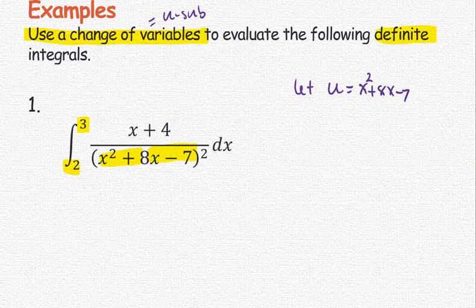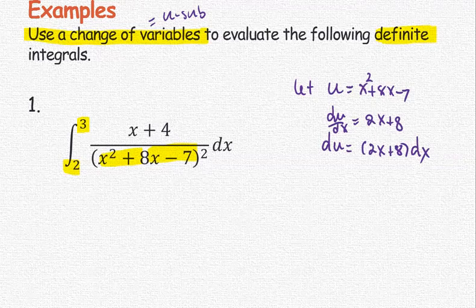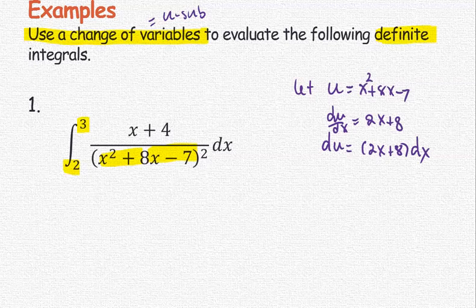The du, or the differential of u, comes from the derivative. You can use the transformation. The derivative is 2x plus 8. Then the differential is going to be 2x plus 8 times dx. All right. We can see the bottom here replaced with u. So we have u squared.